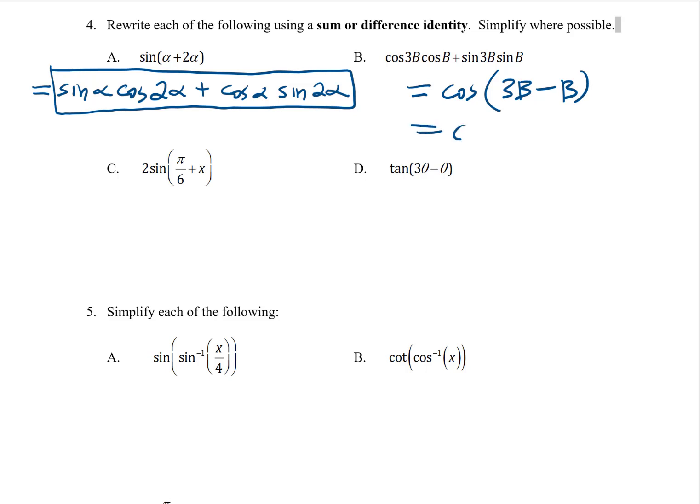And of course, this does simplify. 3b minus b is just 2b. Cosine of 2b would be the final answer.